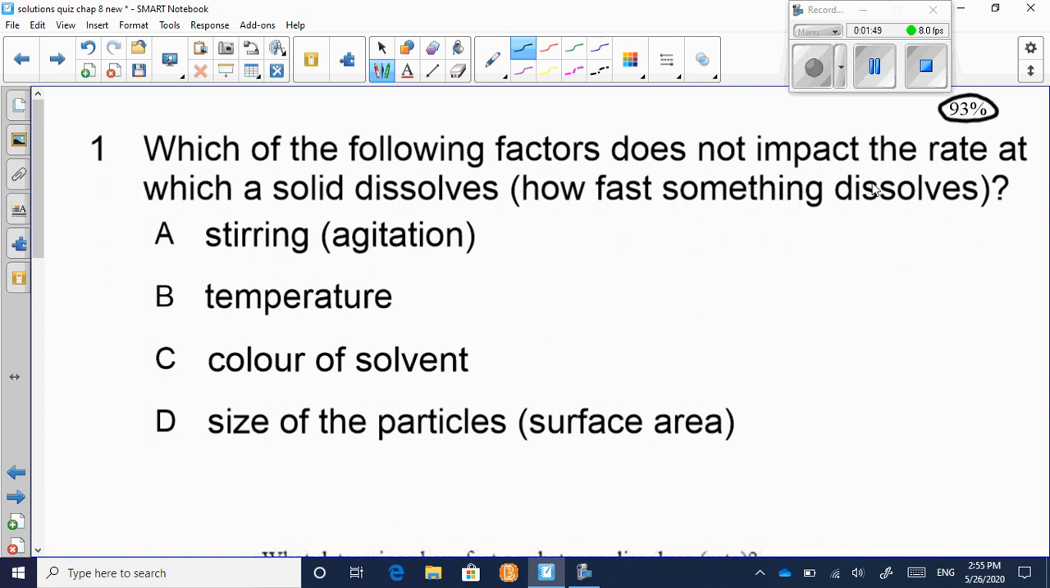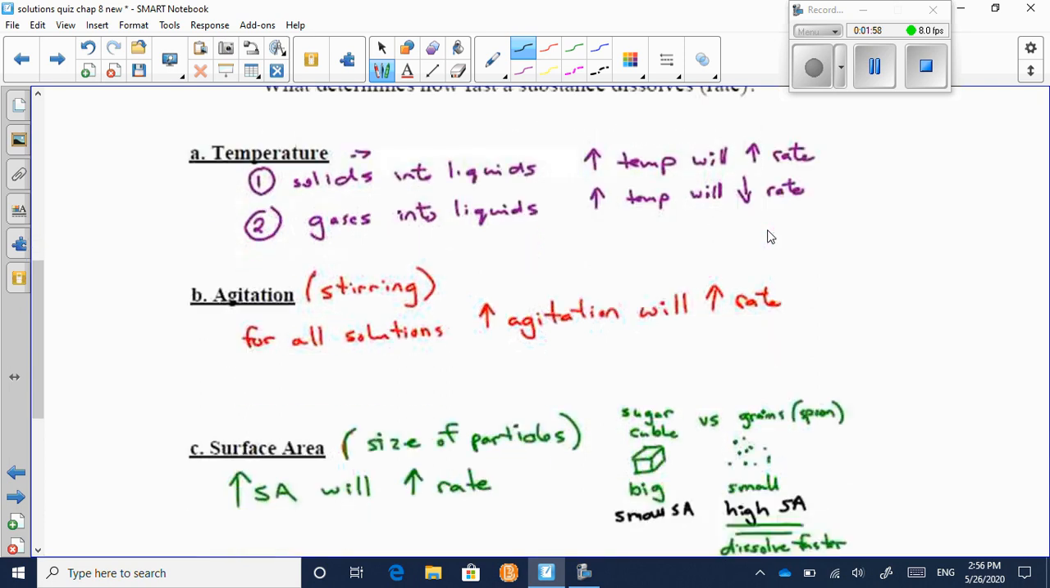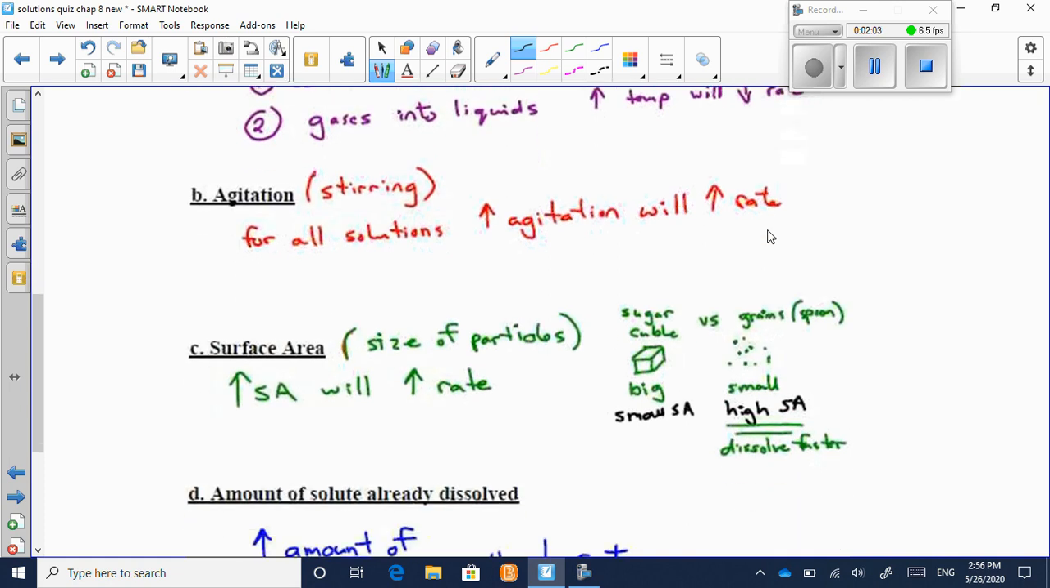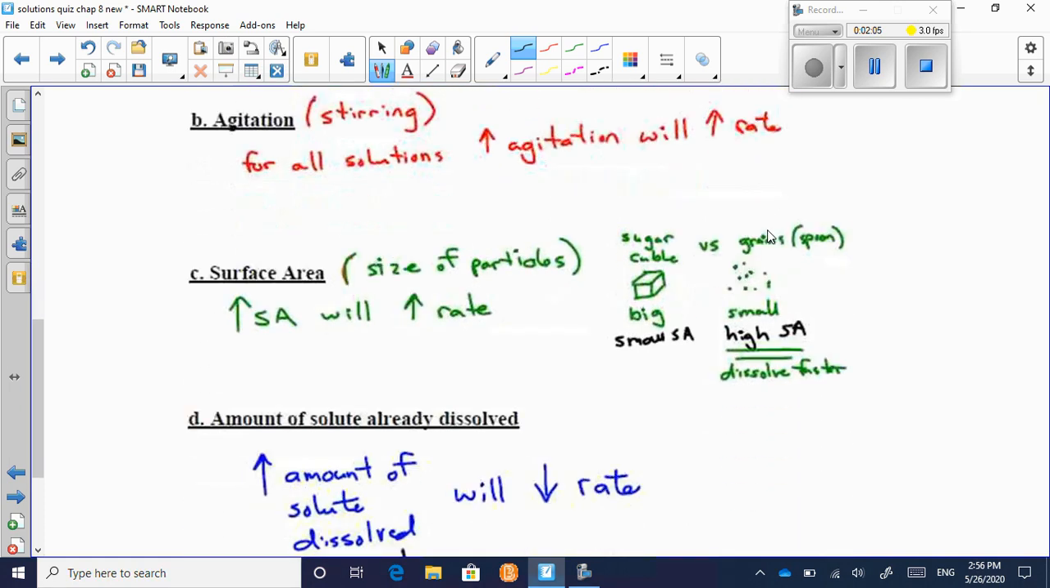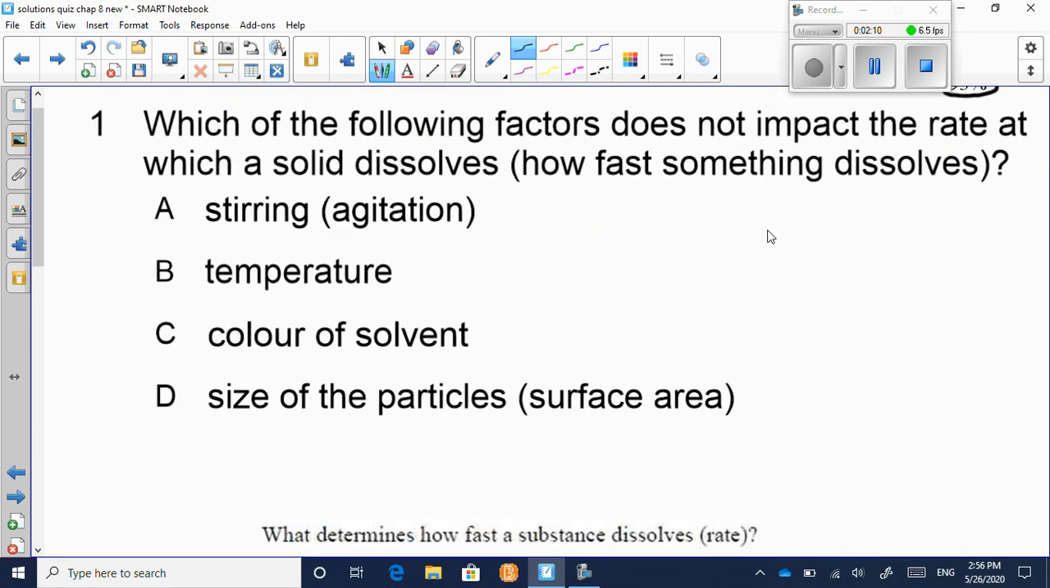And sure enough, here's the note we took on it. The note was what determines how fast a substance dissolves, or the rate. And there were 4 things: the temperature, the agitation, the surface area, and the amount of solute already dissolved. And so here you can see that I've got stirring, which is agitation, temperature, then the color of the solvent, and the size of the particles, or the surface area. So clearly the correct answer for this one was the color.